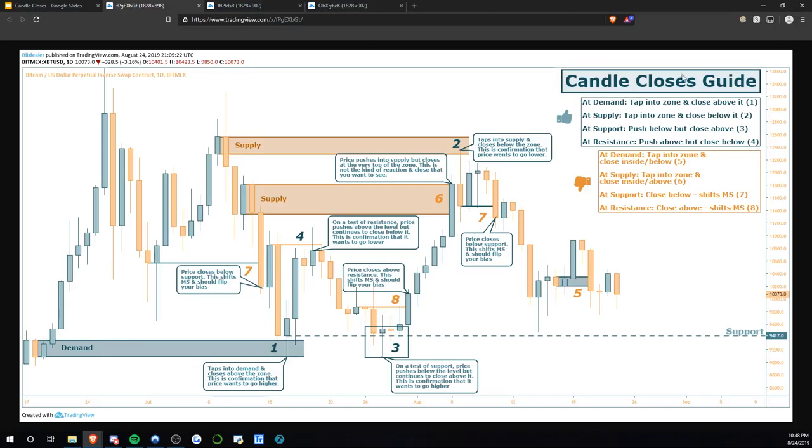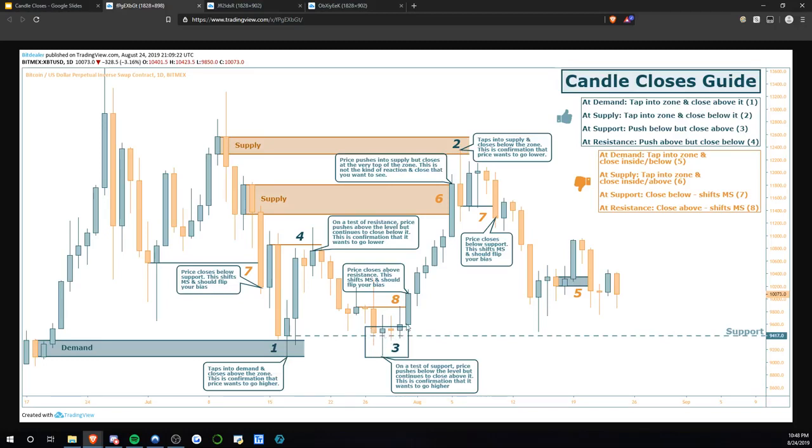Here we have at support, push below but close above on number 3. So you can see we have this daily support using this close here. And here's number 3. It says on a test of support, price pushes below the level but continues to close above it. This is confirmation that price wants to go higher. So you get this push below, close above, push below, close above, push below, close above, and then again here.